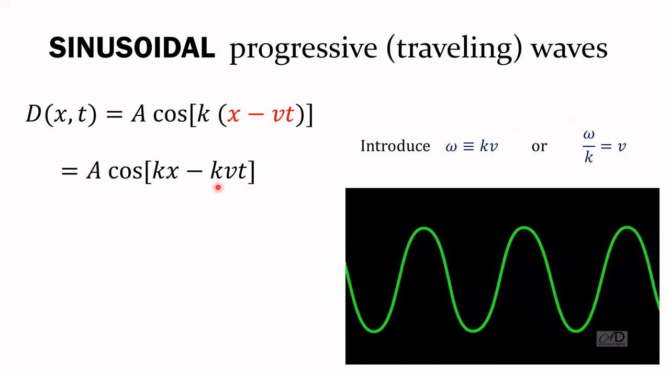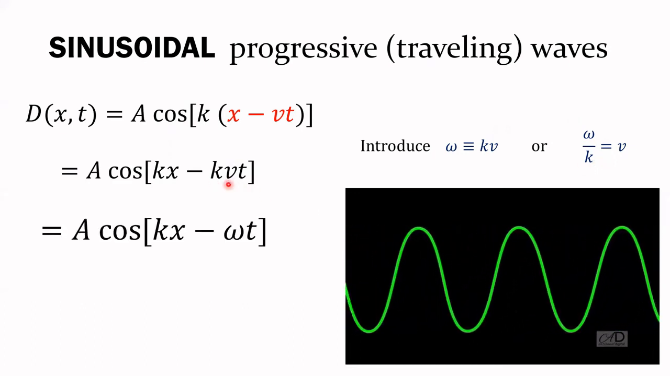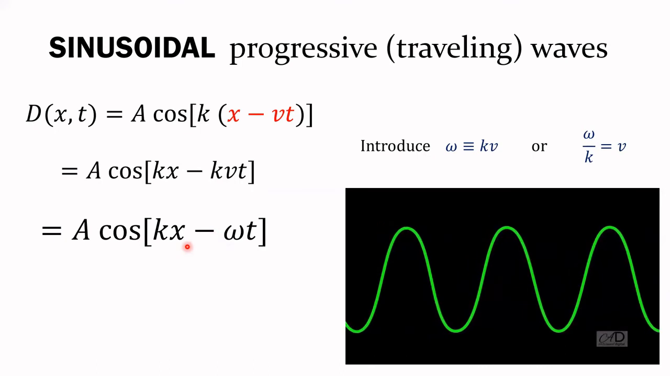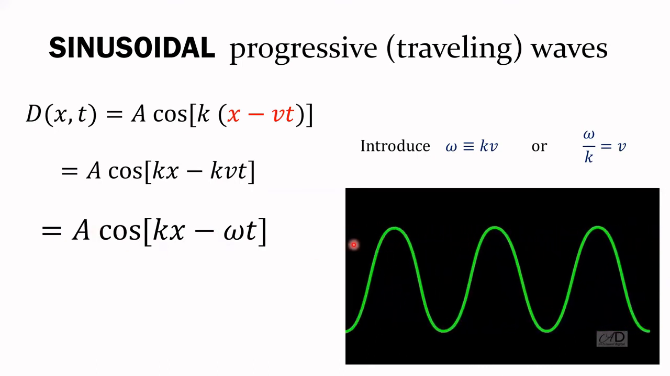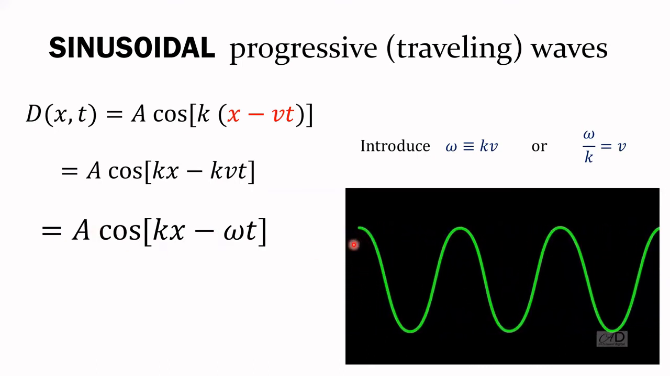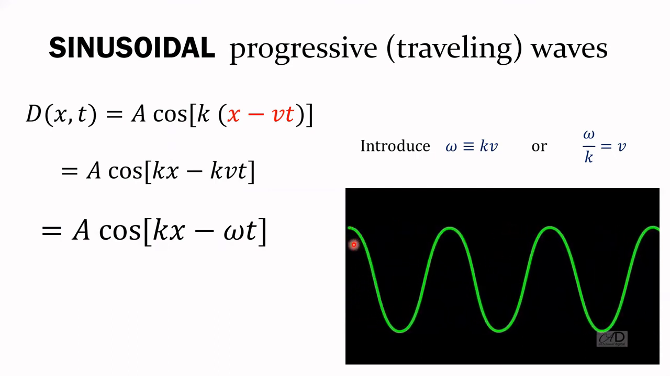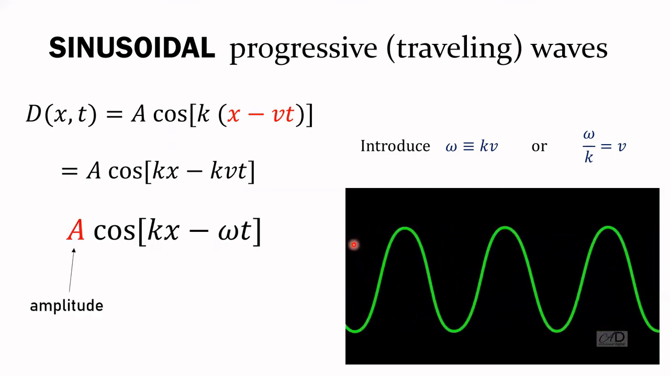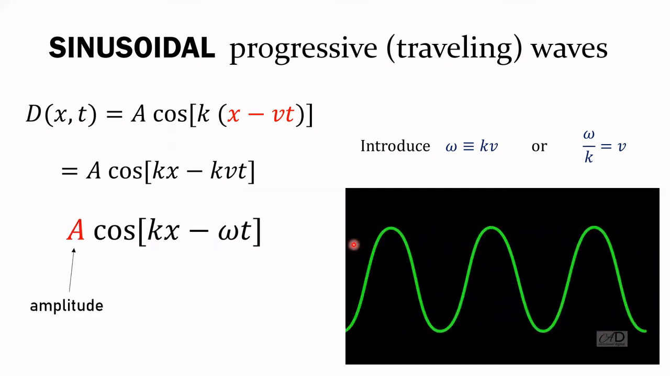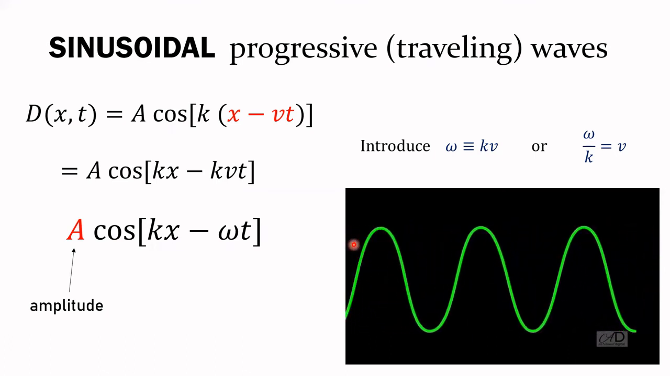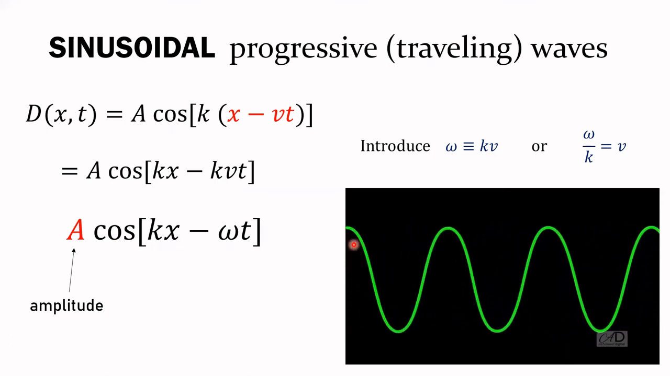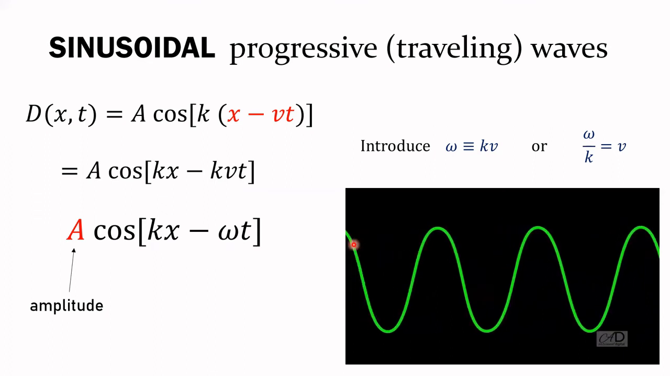So back over here, I will relabel kv as omega, and there it is. This is the function that you'll be most familiar with a month from now. That's the one you want to memorize above all others. And let's review the vocabulary here, the nomenclature, or nomenclature, as I hear some people say. Capital A is for amplitude.